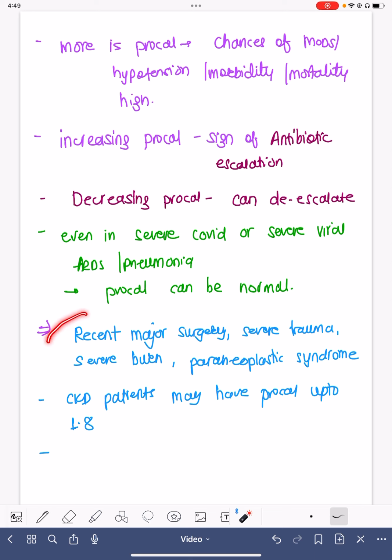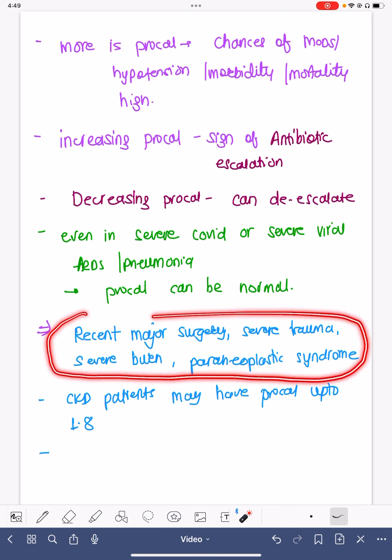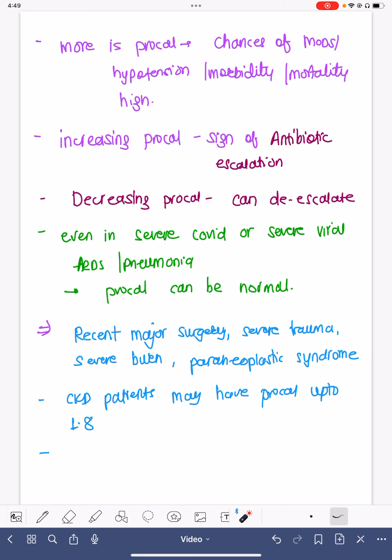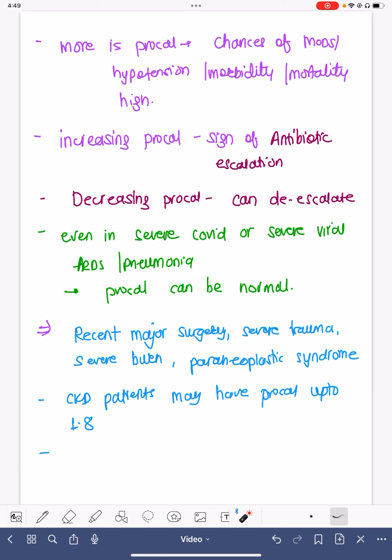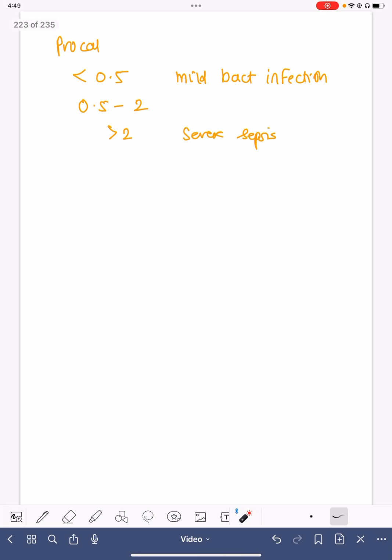Very commonly, recent major surgeries, very severe trauma, severe burns, or paraneoplastic syndrome can increase the procalcitonin level up to 2.5. In CKD patients, that is chronic kidney disease patients, they may have a procalcitonin value of up to 1.8. That is the maximum commonly seen, but beyond 1.8, values are not usually seen.